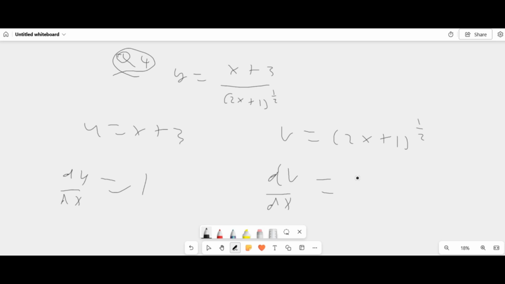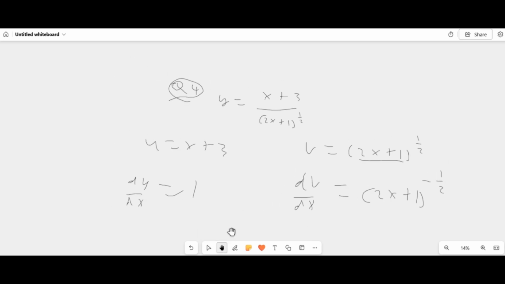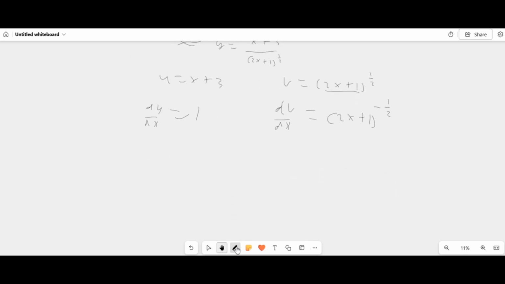Let's just skip that. Let's just go full throttle. Bring the half down, but I'm going to need to differentiate this inside, then times outside. So that's 2 times half, which is just nothing. So it's just 2x plus 1, and then take away 1 from the power, that's minus a half. You see that? No need for those little steps. We're above that now. We can do these things.